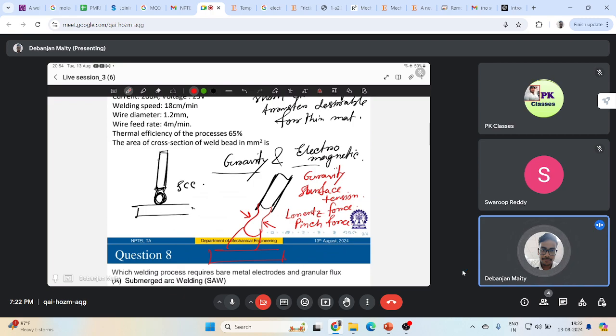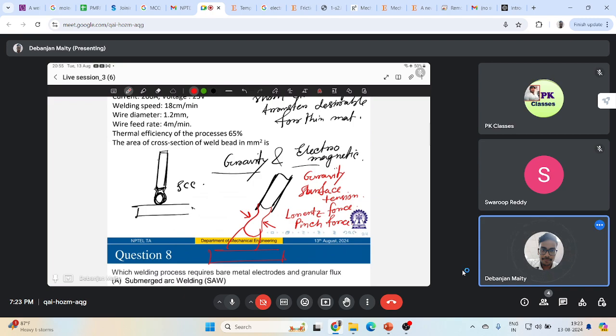So the force of gravity may be a retaining or detaching force, right? Depending on whether the electrode is pointing upward or downward. But the surface tension always tends to retain the liquid drop at the tip of the electrode. So this force depends on the radius of the electrode, the capillary constant, and the density of the liquid metal. Those parameters will come into the picture when you are talking about this surface tension force.